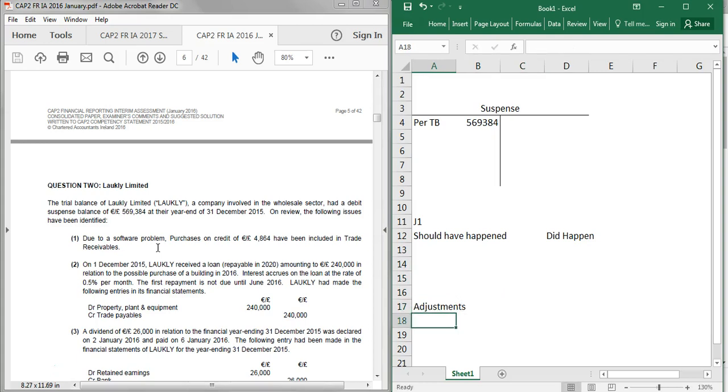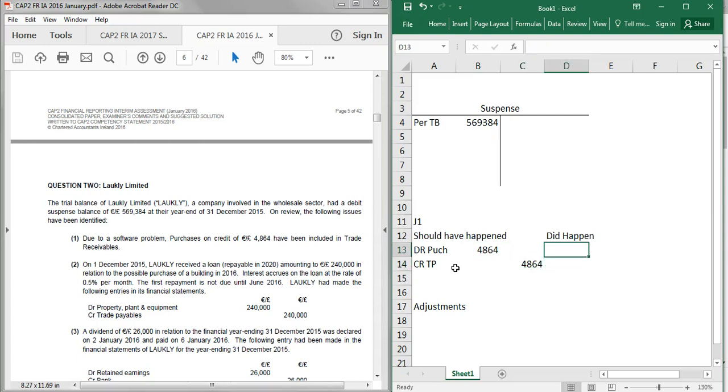Sometimes you won't need this, but for other times when it's a bit more complicated, you need to think through exactly what you need to do. So I'll do this for some of the more complicated ones to help you along. So in this case, what should have happened? Purchases on credit should have been debit purchases, credit trade payables, 4864, 4864. So that's what should have happened, and that's okay.